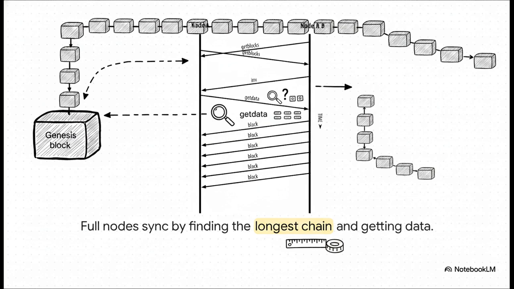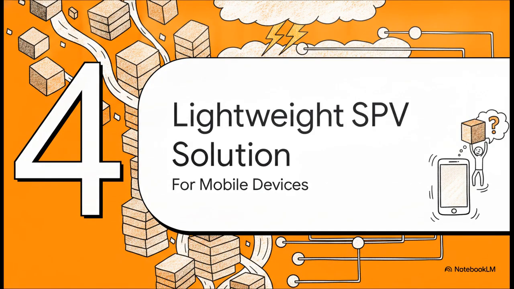Once they figure out exactly what they're missing, they send highly precise get data requests. And they're smart about it too. They spread these requests across multiple peers, so they don't completely overwhelm a single connection while downloading all those gigabytes. Let's move right into Section 4, the lightweight SPV solution.